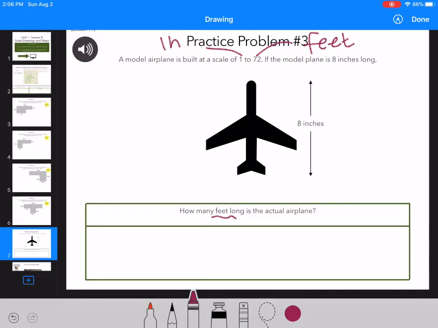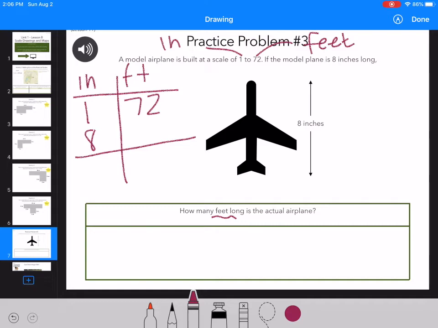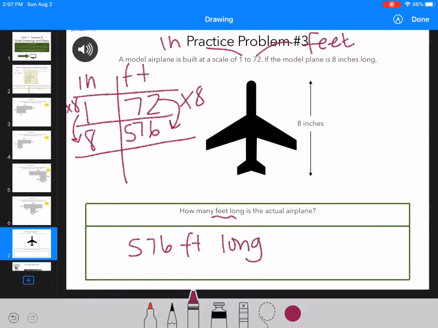So I know that if I set up a table and I have inches and feet, and I know 1 inch is 72 feet, I know I have 8 inches. I'm going to multiply this side by 8. So 72 times 8 gives me 576. So I have 576 feet long. This is not an area. This is just length, so you don't square it.